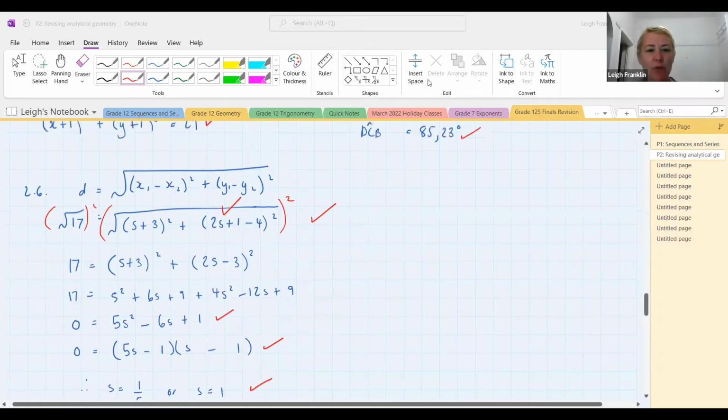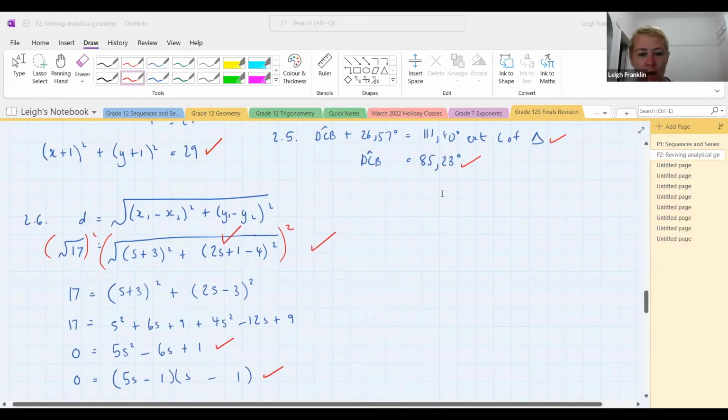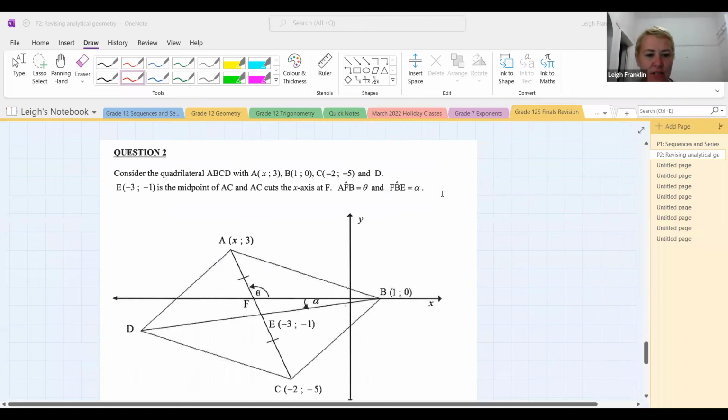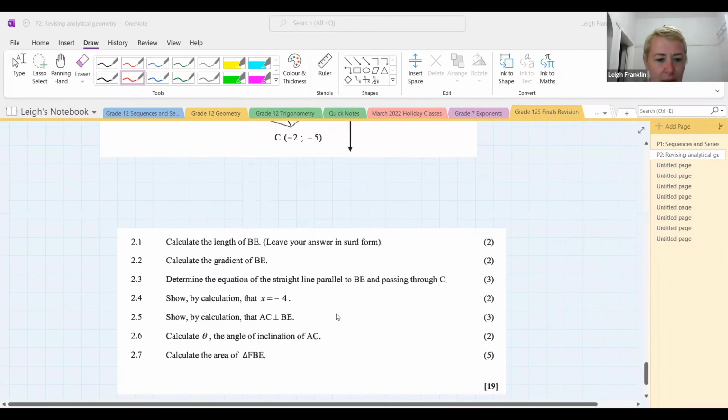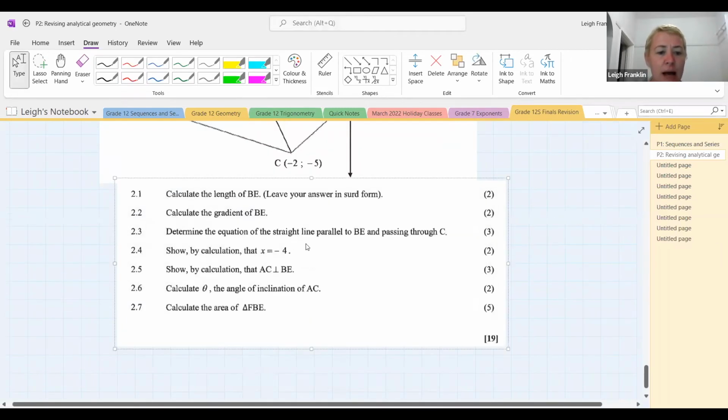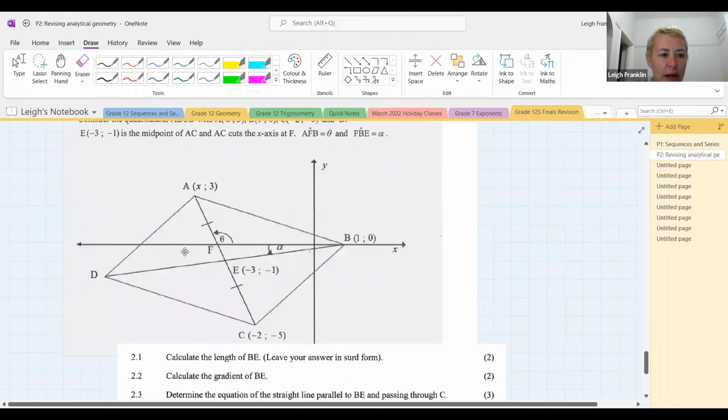Lovely. All right, well, I hope you enjoyed working through that question. We've still got 20 minutes, so let's go and have a look at this question over here. This is a little bit more difficult than the previous one, but same idea. I don't know if we'll get all the way down to the bottom, but let's see what happens.